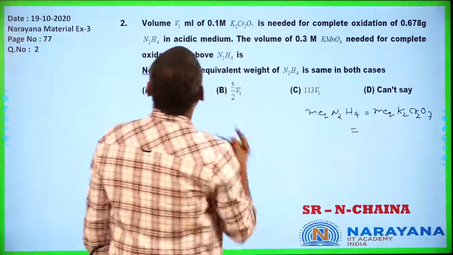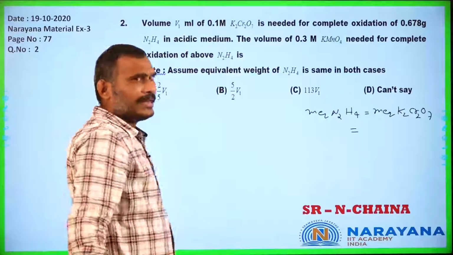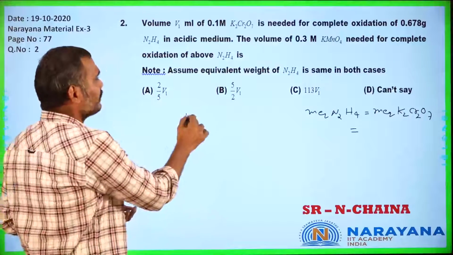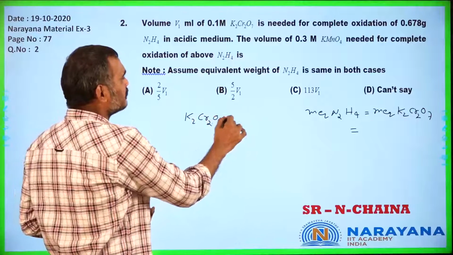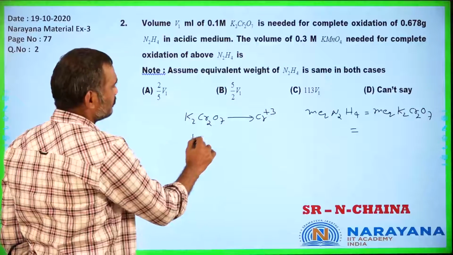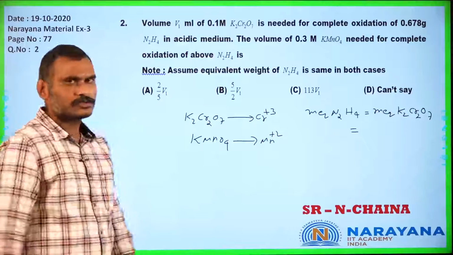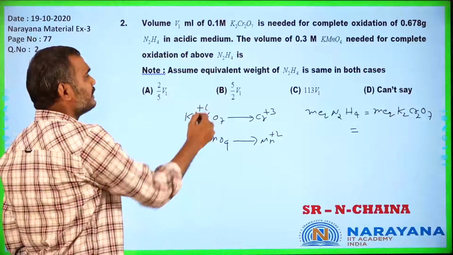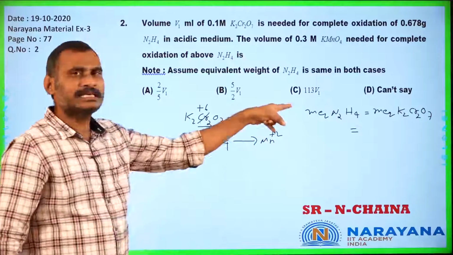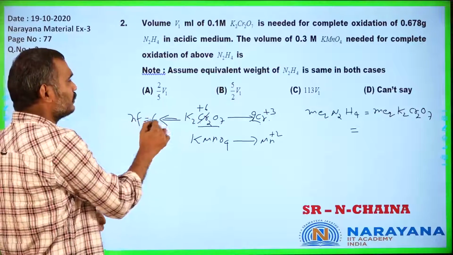You know, students, for the milliequivalents of potassium dichromate, the volume and molarity are given. You know what happens in acidic medium: K2Cr2O7 generally becomes Cr plus 3. Likewise in the KMnO4 reaction, it becomes Mn plus 2. Here each chromium is plus 6 and becomes plus 3. So the total number of chromiums is 2, that is 2 times 6 minus 2 times 3, which is 6. So for this, the n factor is equal to 6, students.